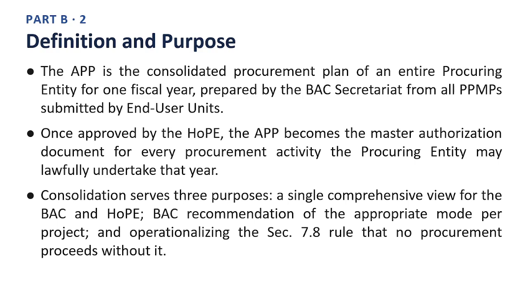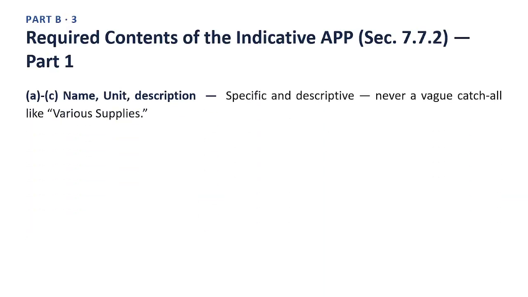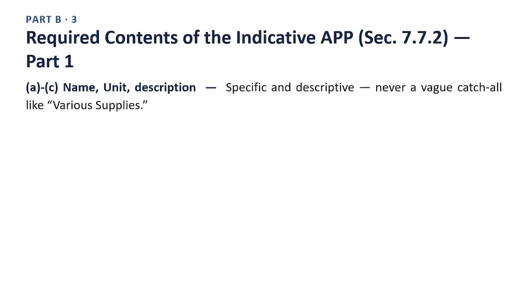Point 3. Consolidation serves 3 purposes: a single comprehensive view for the BAC and HOPE, BAC recommendation of the appropriate mode per project, and operationalizing the Section 7.8 rule that no procurement proceeds without it. Taken together, these points give you the practical, working picture of definition and purpose. Next slide. Required contents of the indicative APP, Section 7.7.2, Part 1. A.